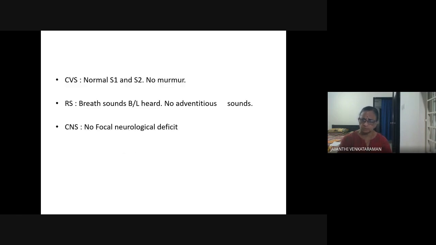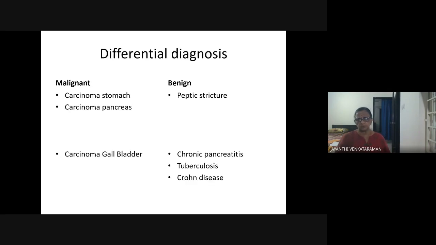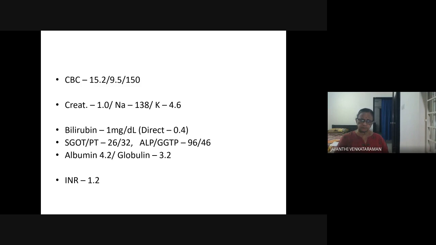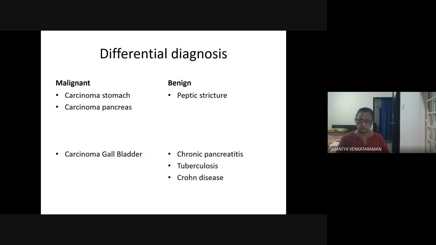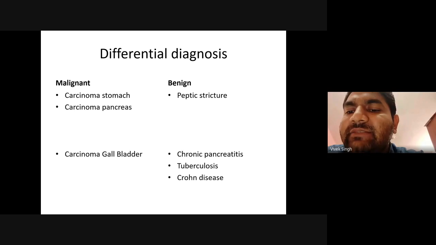Other systems are normal. Okay, so your diagnosis remains the same. So now can we move on? What's your diagnosis at the end of all this? Remains the same? Same, ma'am. Additional findings we have found are upper abdomen fullness and succussion splash, ma'am. Succussion splash, though, is more common in benign causes of gastric outlet obstruction.